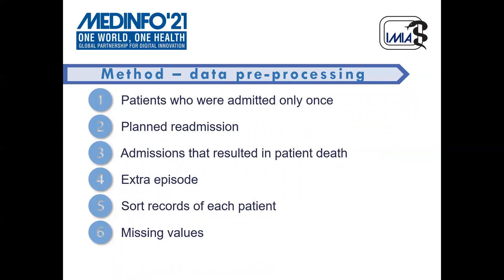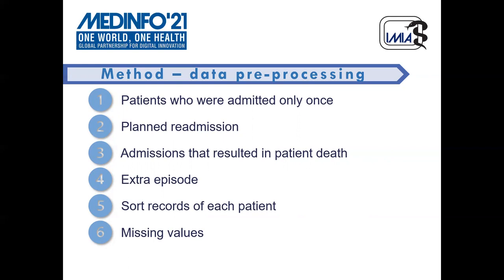All additional records of these patients from the hospital datasets were extracted, and the data was further processed following these rules. Firstly, the records of patients who were admitted only once were dropped from the analysis. And secondly, the planned readmission records were removed to minimize the bias in prediction results. And thirdly, admissions that resulted in patient deaths were removed. And fourthly, for admission with multi-episode, the information of the first episode was kept, representing the entire admission.